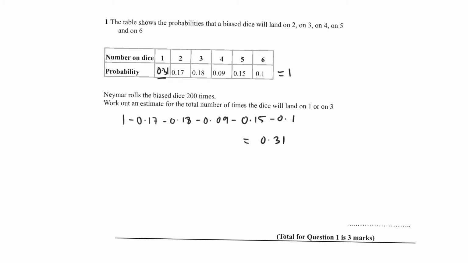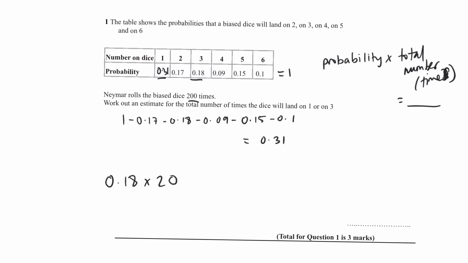To work out the number of times, you would have to do probability times total number, so total times in this case. So that's 200 in this example, and that would give you the number for that specific probability outcome. So in regards to working out, we'll work out the total number of a 3 first. The probability of it landing on a 3 is 0.18. We know that the total number of rolls for all the numbers is 200. So multiply them together in your calculator, that will give you an answer of 36.